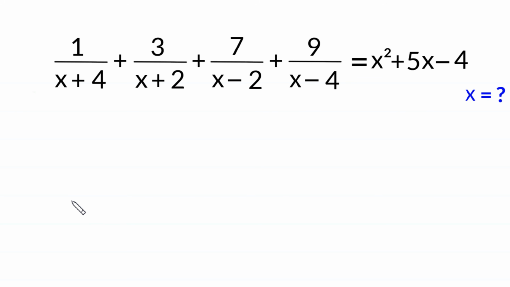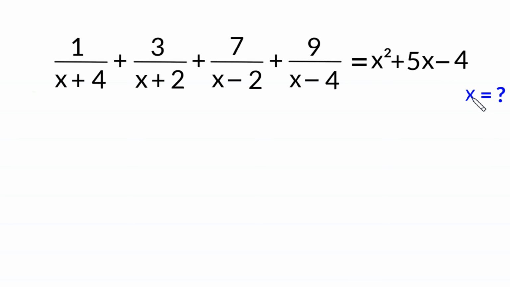Hello everyone, welcome to how to solve this very nice algebra equation: 1 over x plus 4, plus 3 over x plus 2, plus 7 over x minus 2, plus 9 over x minus 4, equal to x squared plus 5x minus 4. Our job is to find all possible values of x.